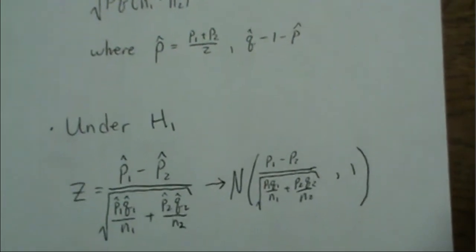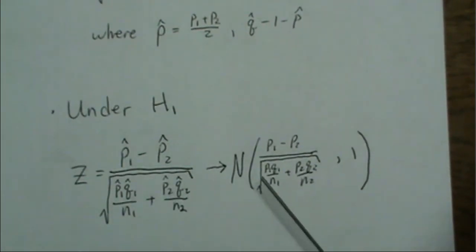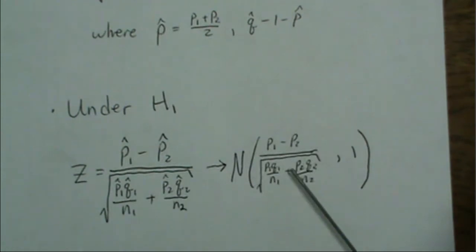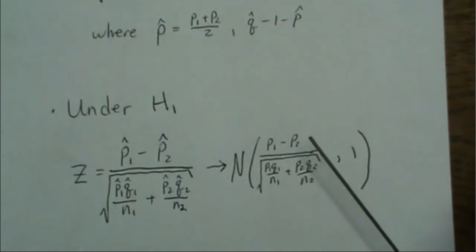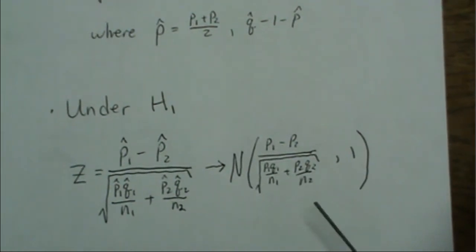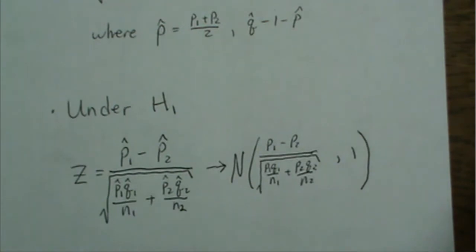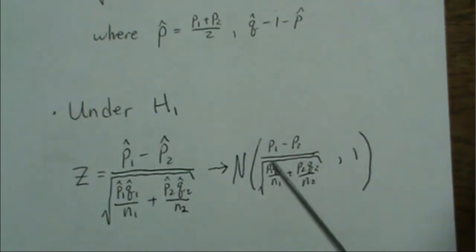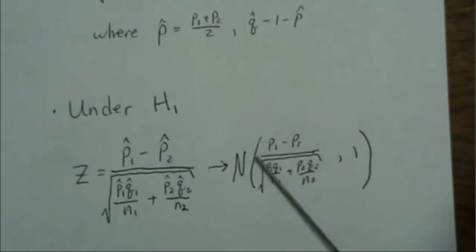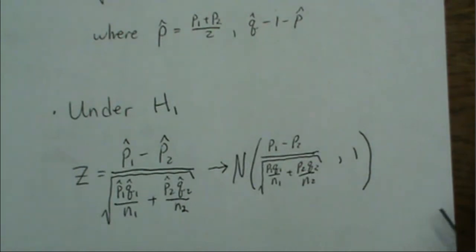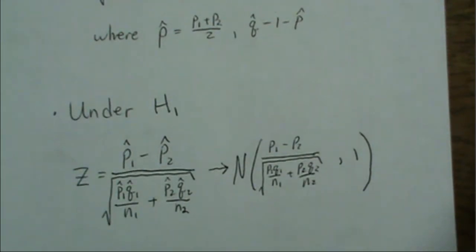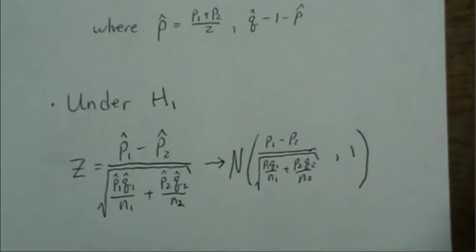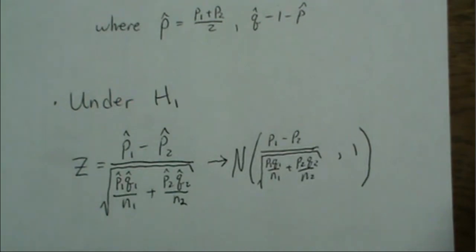Under the alternative hypothesis, our test statistic follows a normal with this mean and standard deviation, and this is what shifts the distribution over the rejection region. When you increase n, this denominator gets smaller, which then makes this value bigger. So it shifts it more and more. So increasing sample size keeps shifting this distribution over the alternative region, which increases power.